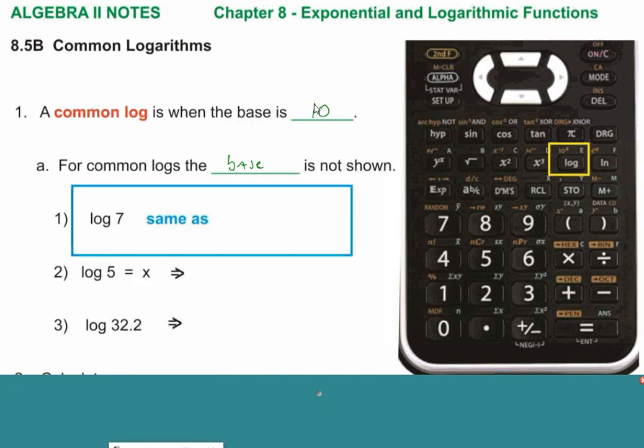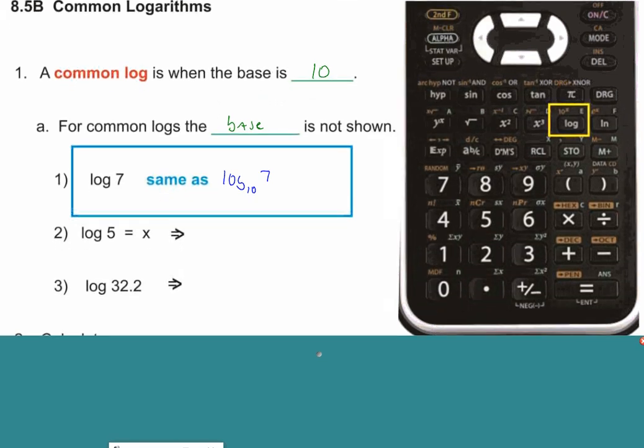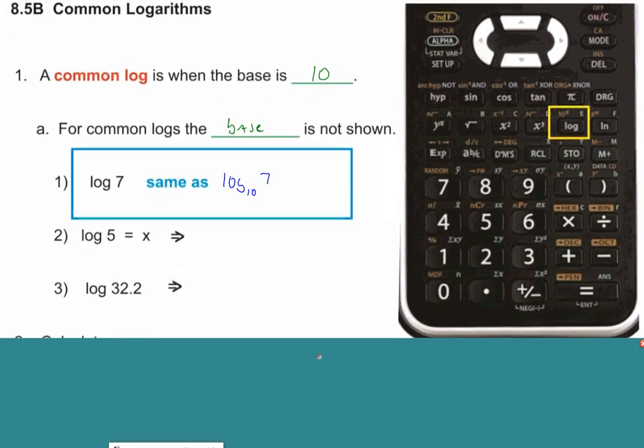But you're not supposed to write the 10 in, because for common logs, you don't show the base. All right? So example one there has log 7 in base 10. You're supposed to know that. Again, we don't write the 10. So when you see log 7, you're supposed to know there's no base shown. That's a common log. The base is 10. We don't write it that way, but that's what's there, and you have to know that.